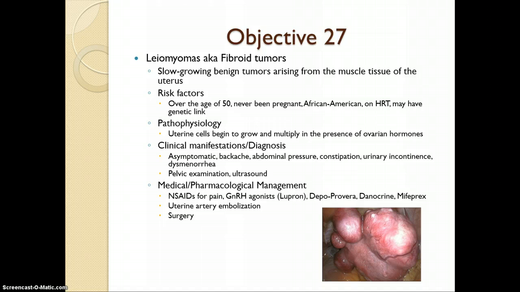The medical and pharmacological management includes NSAIDs for pain, gonadotropin releasing hormone agonists like Lupron, Depo-Provera, Danocrine, or Mifeprex. The patient may also undergo uterine artery embolization, which is the newest technique, which is showing some very good results, and surgery to remove not only the fibroid tissues, but the patient may undergo a complete hysterectomy.